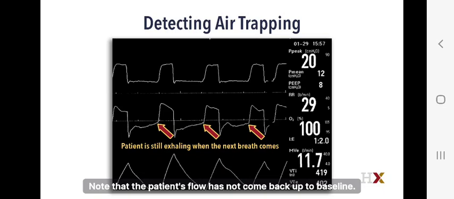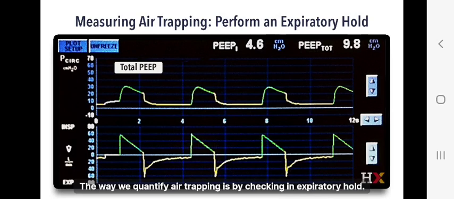Note that the patient's flow has not come back up to baseline. It has not come to zero. This patient is still exhaling when the next breath comes. We can't use this to quantify how much air is left in the system, but it is an indicator that the patient is having air trapping. The way we quantify air trapping is by checking an expiratory hold.